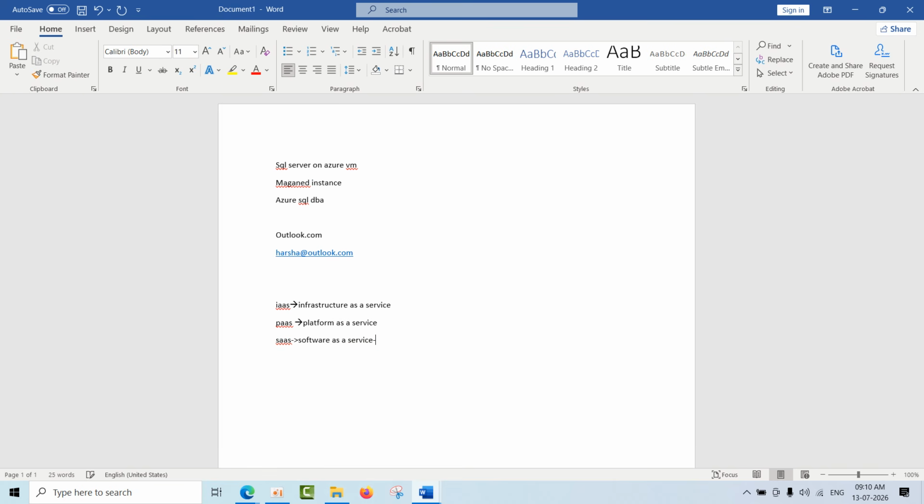SaaS means a software product as a service. That means Gmail, YouTube, all these services, Salesforce, and Snowflake. They give a software, and as per their instructions we utilize their services, yes or no? So all the internet services we generally use as end users come under SaaS only. So we have these kinds of services.